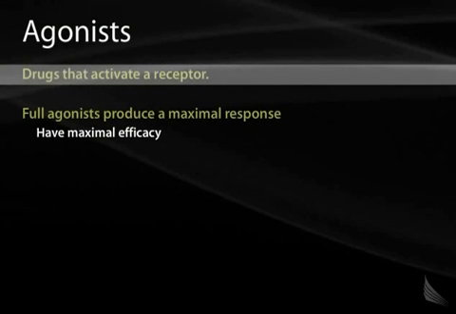An agonist is considered to be a drug that activates any receptor. It doesn't matter whether the receptor itself causes an inhibitory response or an activatory response. An agonist is simply a drug that activates a receptor.